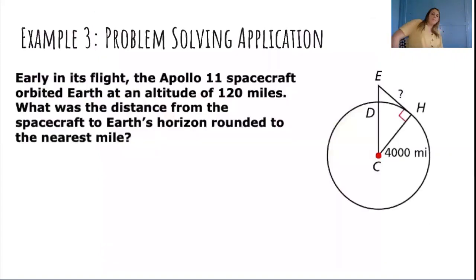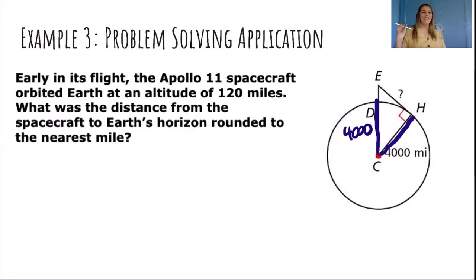So looking here, we have an application problem. We're going to take this step by step. The first thing I noticed from the picture before I even look at the words is that this distance here, my radius, is 4,000 miles. So I know I got two radiuses. This one's also going to be 4,000 miles. I'm just going to note that before I look at the words and start looking at what they're telling me.